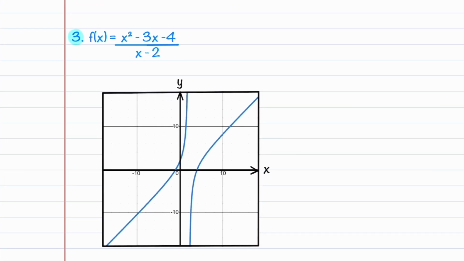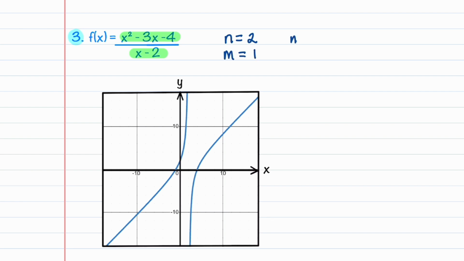In our third example, our function is equal to x squared minus 3x minus 4, all divided by x minus 2. We're going to do the same thing that we did for the first two examples. We're going to first look at the degree of the numerator. So n is equal to 2. And then our denominator, its degree is equal to 1.